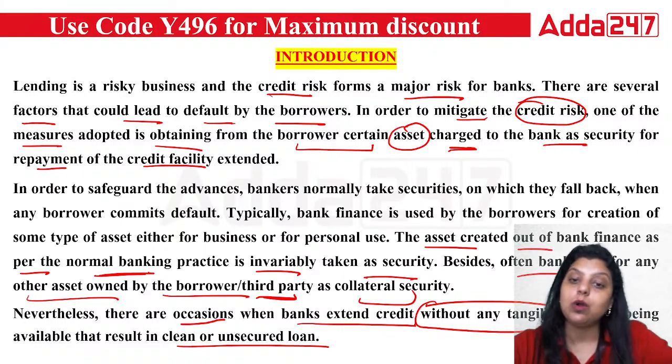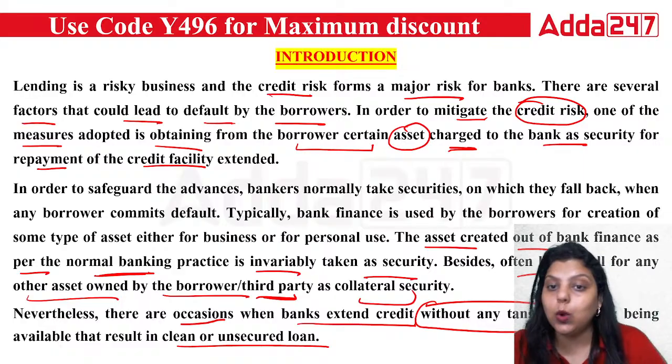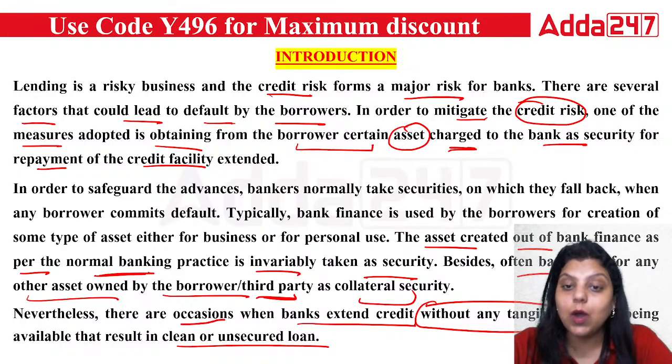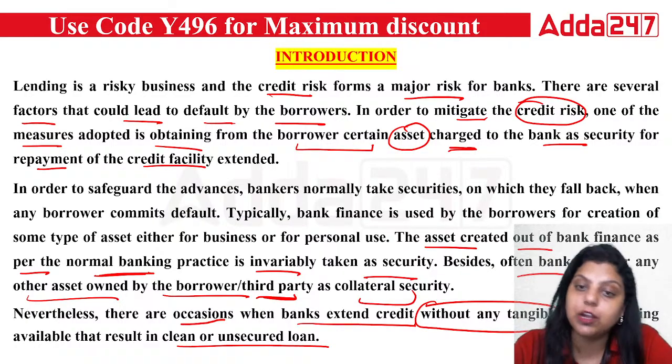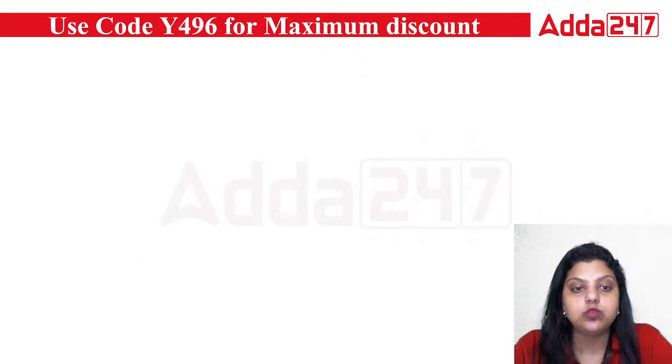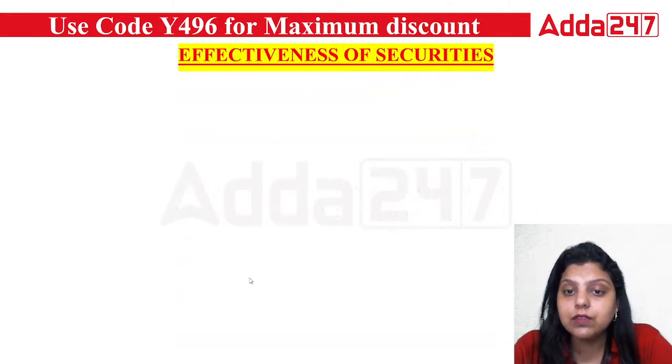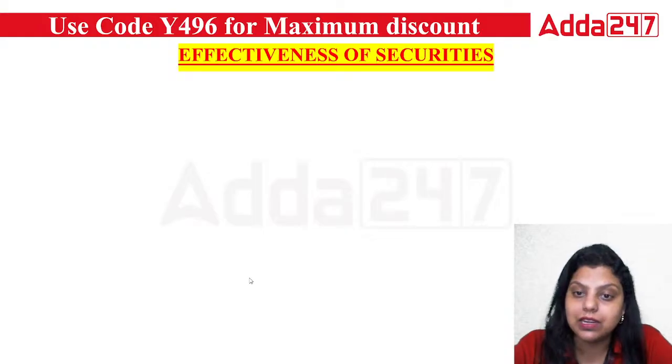Apart from that, the bank also provides loans to their customers without taking any security. And when a bank provides a loan to the customer without taking any security, it comes under the unsecured loan. Okay, that's a part of unsecured loan. Now, next we have here effectiveness of security. Next we have what? Effectiveness of security.